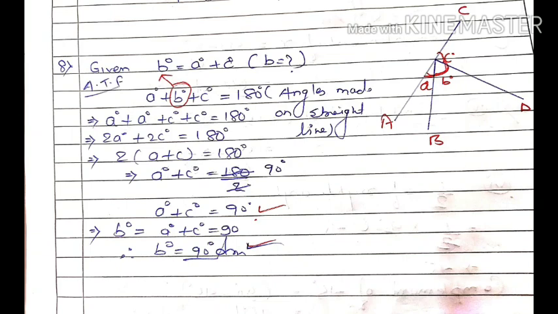If a plus c is 90, then b is also 90, because it is given a plus c is equal to b in the first line. You can see if a plus c is 90, therefore b is also 90. What is the concept behind this? If two or more than two angles are made on a straight line, their sum is 180 degree. Clear?